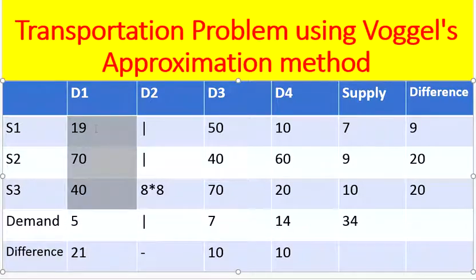Which one is least? 19 is the least, so we assign as much as possible here. The supply is 7 and the demand is 5, so the demand is satisfied, and the supply is modified: 7 minus 5 is 2. Since this satisfies the column, the rest of the column's elements should be null.